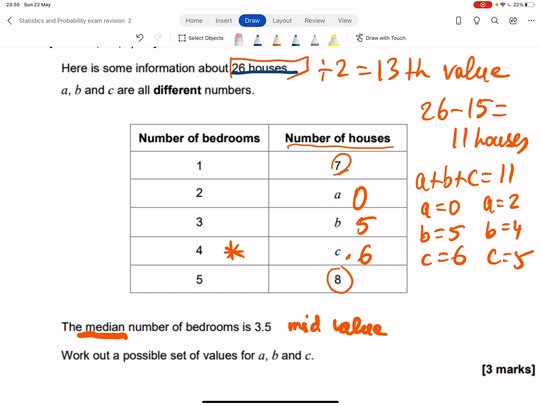Okay, let's just add them up from the top. 7 plus 0 is 7. 7 plus 5 is 12. You see the 13th value is not here. The 13th value is not in B. And 12 plus 6 is 18. So your mid value will be in C. So the numbers not just add up to 11, but also the mid value should be where the C is.